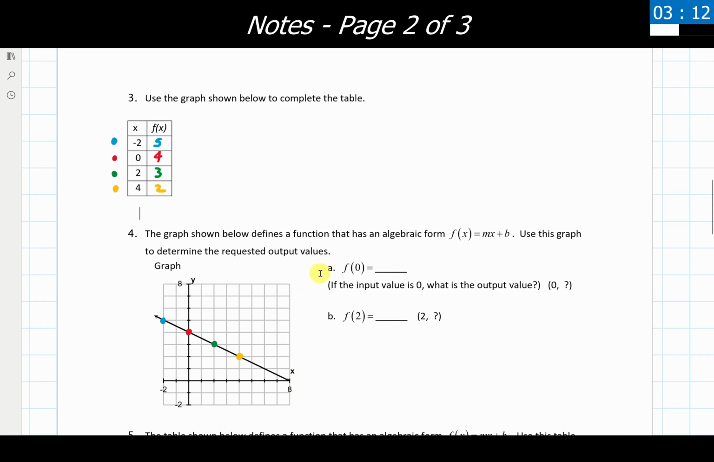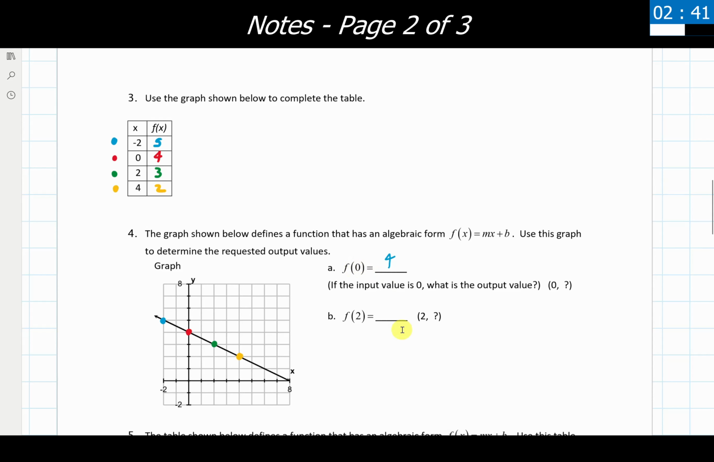Now looking at the problems for number 4, it's telling us the graph shown below shows a function that has an algebraic form of f of x equals mx plus b, so slope-intercept form. Use the graph to determine the requested output values. All right, well, f of 0. Well, 0 is an input value. We already solved for it up here, so we just bring the answer that we had there right down for us. So f of 0 is going to be 4.